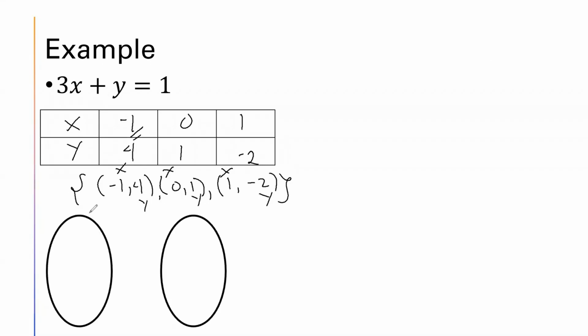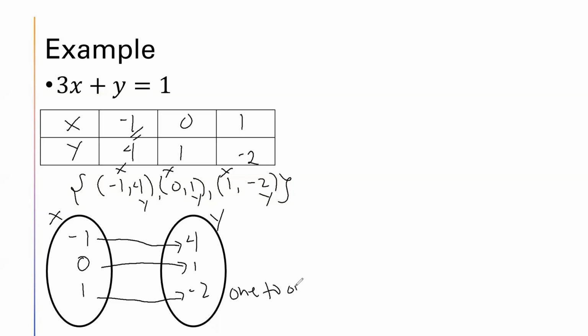So how about in mapping diagram? So just draw 2 circles or any shapes that you want. So mark this as x and the other one is y. Then write all the values of x in the set x. So we have negative 1, 0, and 1, and all the values of y here, 4, 1, and negative 2. So negative 1 is paired to 4. So just draw an arrow pointing negative 1 to positive 4, 0 to positive 1, 1 to negative 2. And this is what we call a 1-to-1 relationship or relation. So 1-to-1 relation is a function.